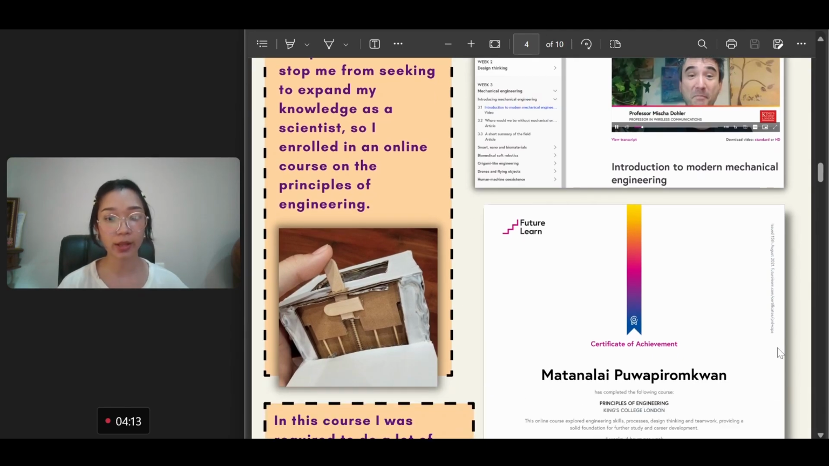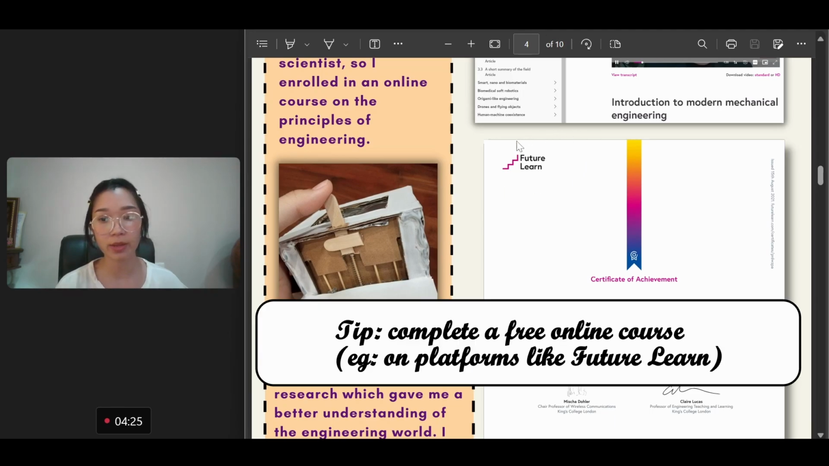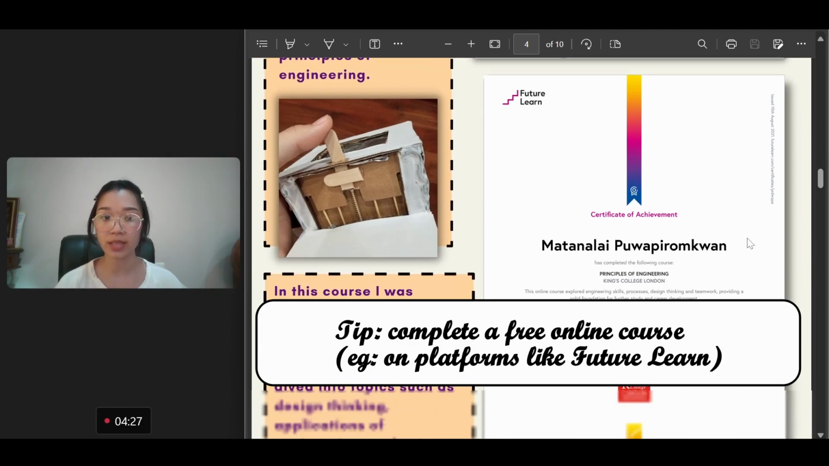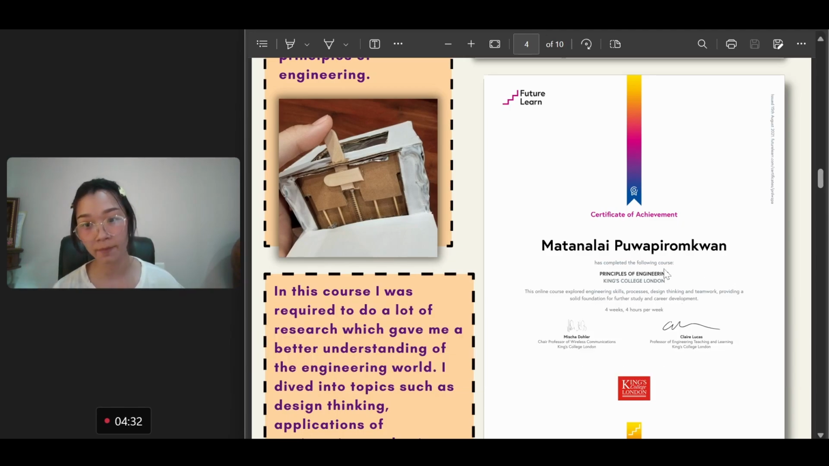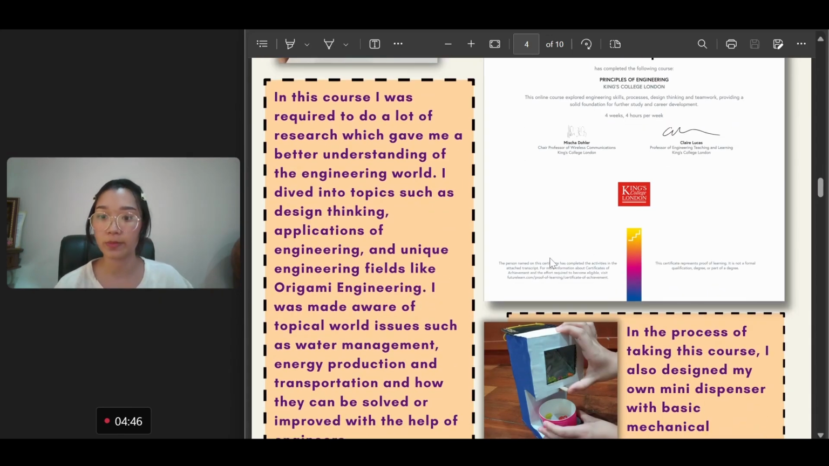I highly recommend if you're going into engineering, going into pharmacy, going into anything more academic or even business, go look for a free online course. I highly recommend FutureLearn. What I did was I went to the website and applied for a free online course on engineering and put the certificate I earned into my portfolio. So what this does is that it shows that you have a passion for engineering. You can write about how you're interested in engineering and what you learned from this course.